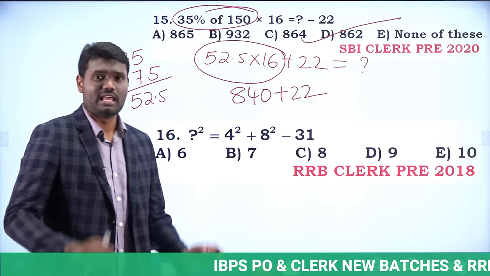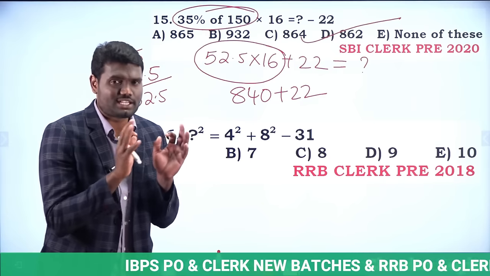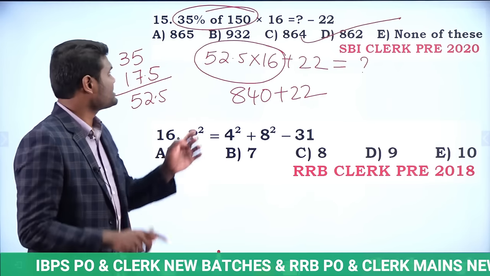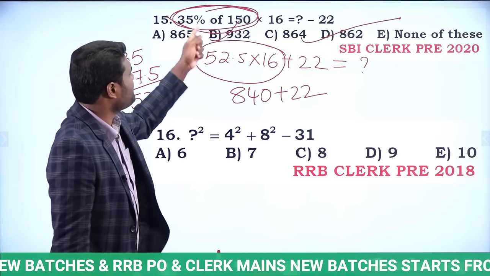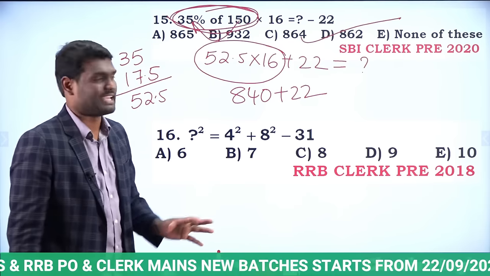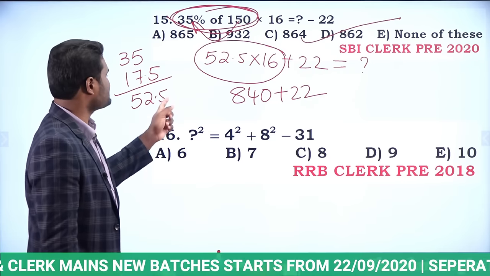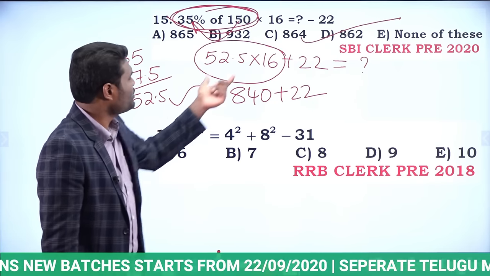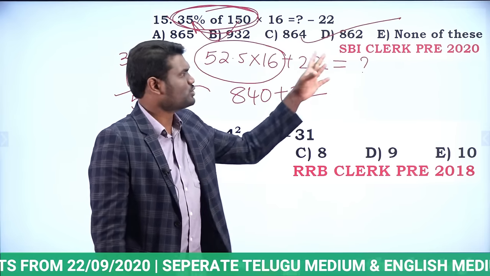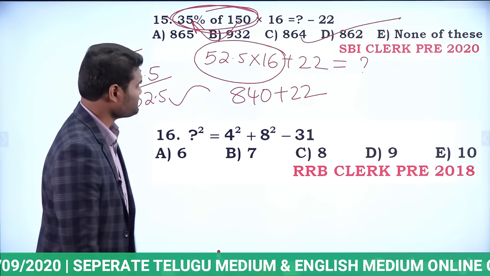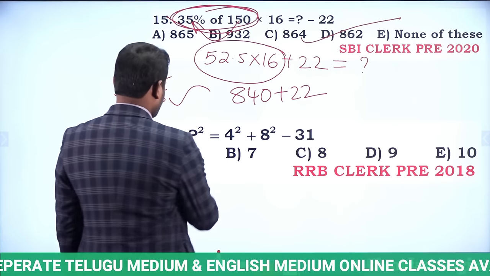Very, very simple question. Just don't make the calculation complicated. What you do is 35% of 150 or 150% of 35, both of them are same. So 150% of 35 is nothing but 52.5. 52.5 into 16 is nothing but 840. 840 plus 22, so the answer is 862. Okay. Let's look at the next question.